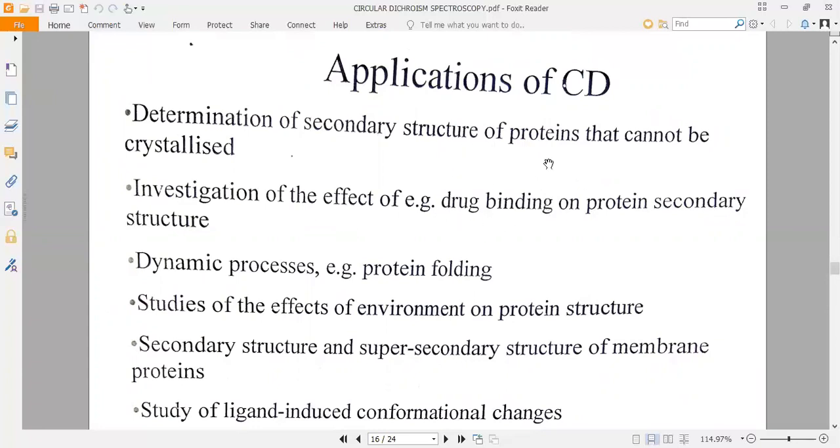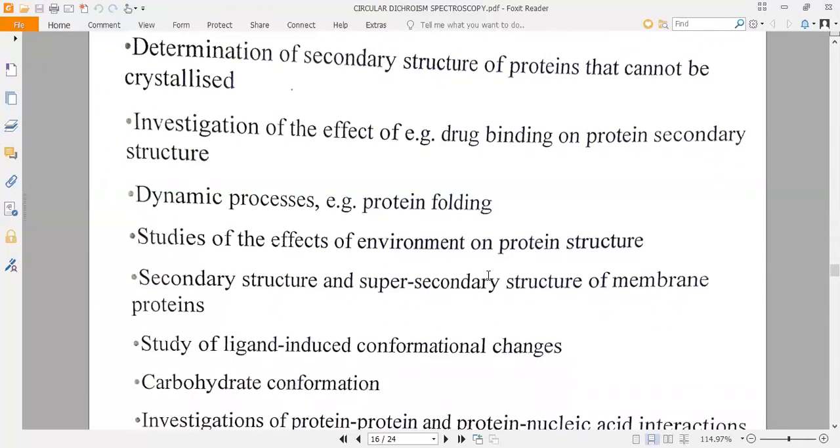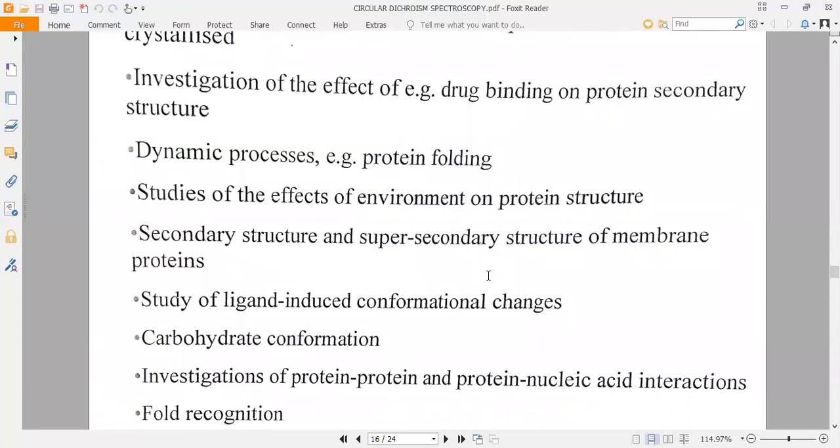Investigation of effect of drug binding on protein secondary structure. उस पे प्रोटीन के स्ट्रक्चर पे ड्रग बाइंड हो रही है या कोई और लिगेंड बाइंड हो रहा है, मेटल बाइंड हो रहा है, उसको डिटरमिन किया जा सकता है. डायनेमिक प्रोसेसेस लाइक प्रोटीन जब फोल्ड हो रही है तो अनफोल्डेड, फिर बीच का इंटरमीडिएट फॉर्म, देन फोल्डेड फॉर्म, ये पूरा प्रोसेस देखा जा सकता है. स्टडीज ऑफ द इफेक्ट ऑफ एनवायरनमेंट ऑन द प्रोटीन, लाइक टेम्परेचर से क्या प्रोटीन के स्ट्रक्चर पर चेंज आता है, पीएच और डिफरेंट चीजों से जिनसे भी इस पे फर्क आता है प्रोटीन स्ट्रक्चर, तो वो देखा जा सकता है.